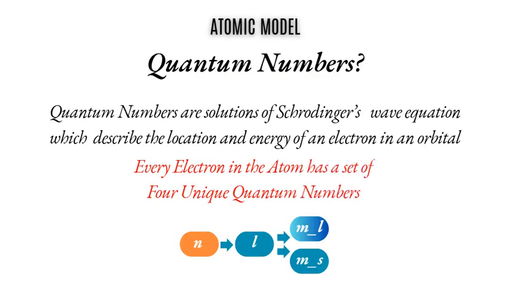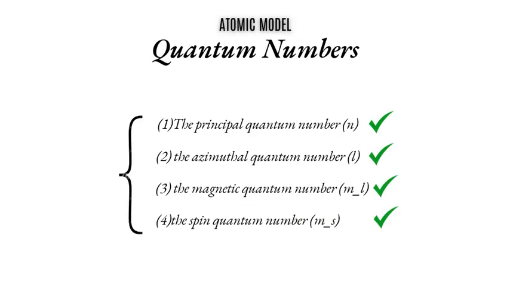What are quantum numbers? Quantum numbers are solutions of the Schrodinger equation which describe the location and energy of an electron in an orbital. Every electron in the atom has a set of four unique quantum numbers: the principal quantum number, the azimuthal quantum number, the magnetic quantum number, and the spin quantum number. Note that these quantum numbers are not independent of each other.